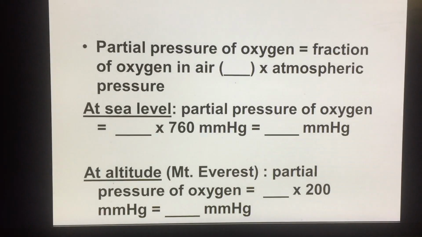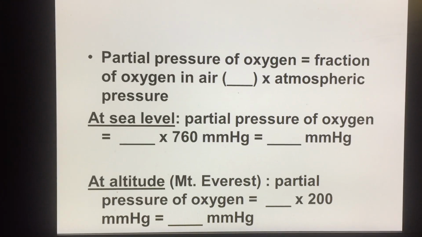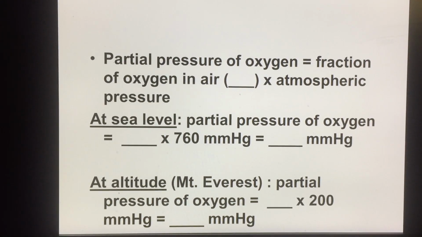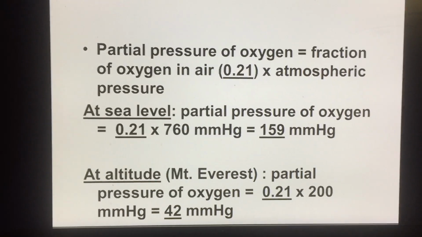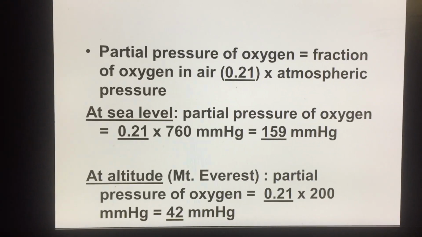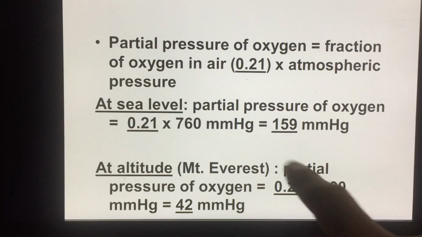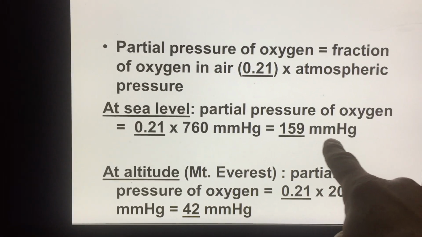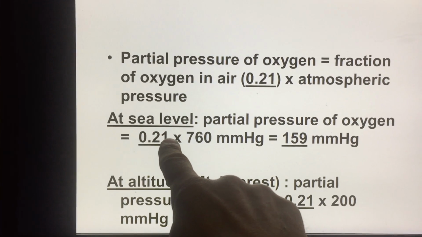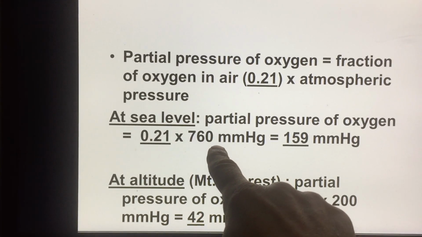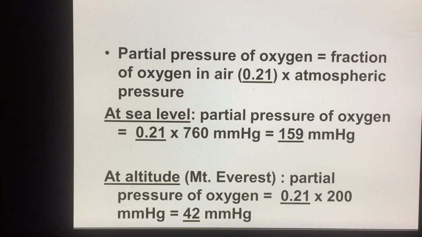So the partial pressure of oxygen in the air is equal to the fraction of oxygen in the air, so that's 21%, times the atmospheric pressure. At sea level, the partial pressure of oxygen in the air is around 159 millimeters of mercury, and that's simply taking 21% multiplied by 760, which is your normal atmospheric pressure.